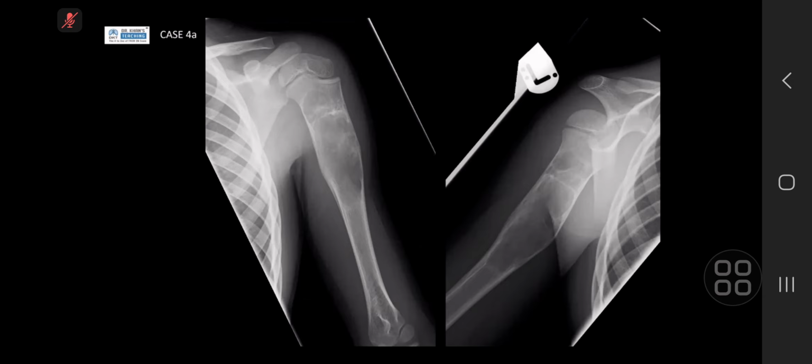Okay, so the differentials on this would be, since it appears to me as a ground glass matrix, I would put fibrous dysplasia on top and later ABC.